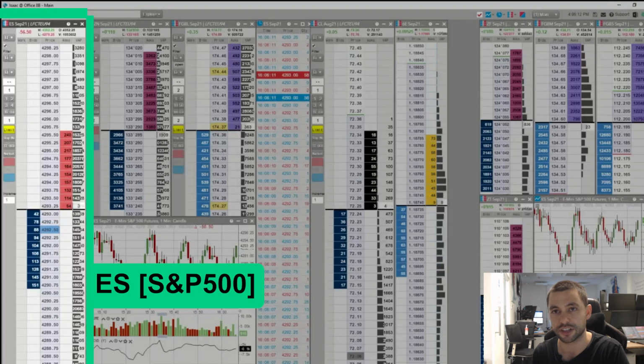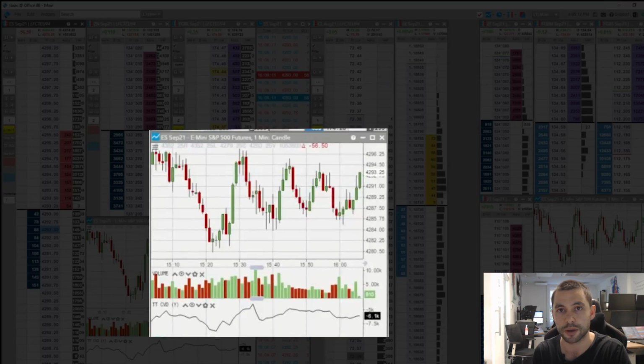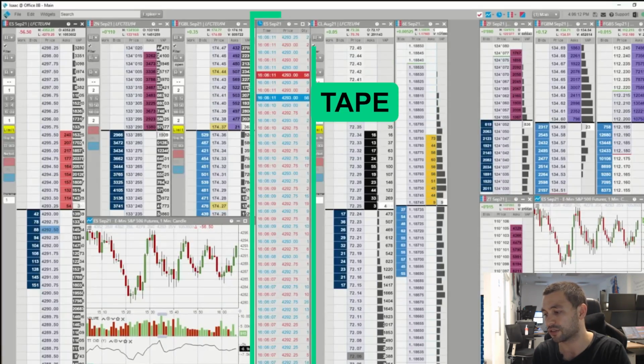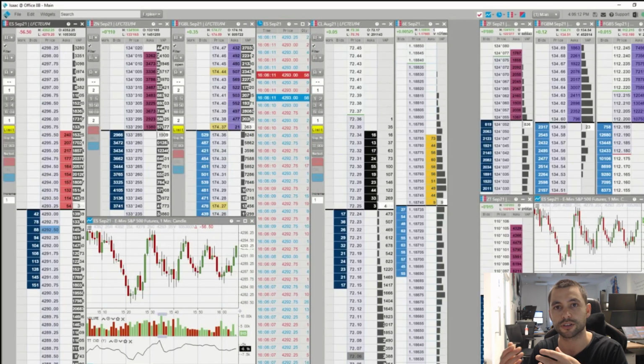To the left is the S&P 500 E-mini futures ladder. Beside that, we've got the 1-minute chart. And then to the right is the tape. The tape basically shows you timestamped orders. It shows you a time, a price, and the volume that was traded in that order. The one at the top is the most recent.